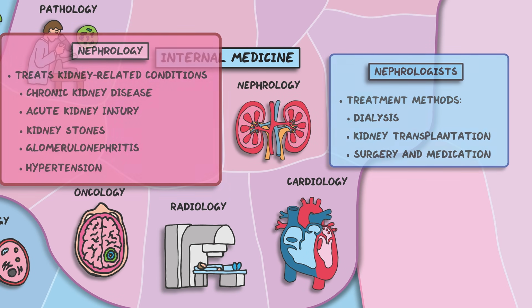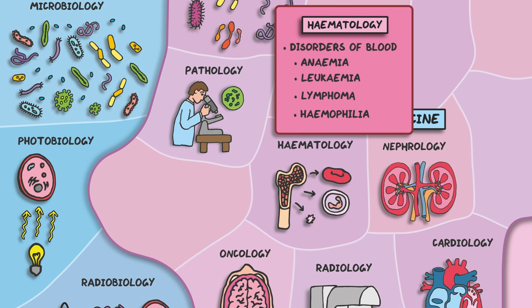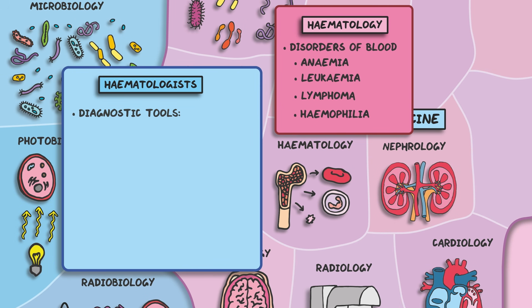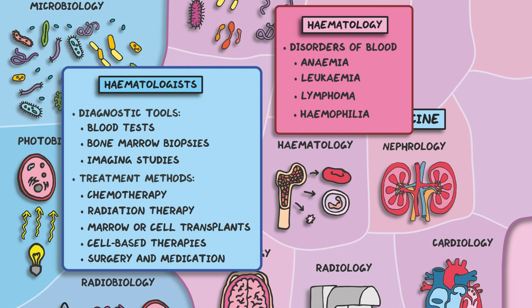Next we have hematology, which looks at our blood and disorders of blood cells or the places they're produced, like bone marrow or the lymphatic system. Examples of blood disorders are anemia, leukemia, lymphoma, and bleeding disorders like haemophilia. The diagnostic tools hematologists use include blood tests, bone marrow biopsies, and imaging studies. And treatment methods include chemotherapy, radiation therapy, bone marrow or stem cell transplantation, and immune or cell-based therapies depending on the disorder being treated.